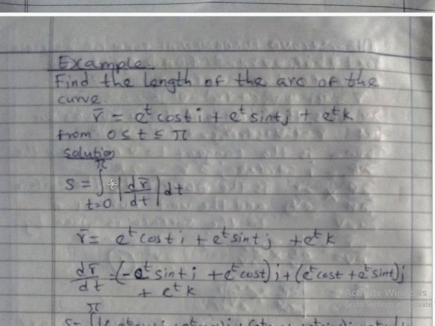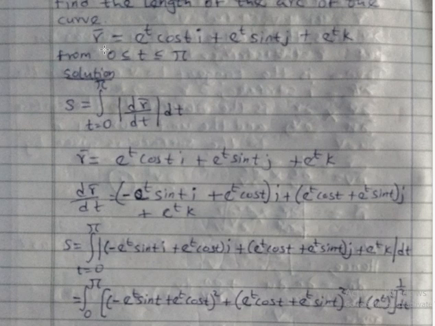A small change in s can be written as ds/dt dt. That is, we integrate ds/dt with respect to t, but ds/dt we said is the same as the modulus of dr/dt. That's why we are saying s is the integral of the modulus of dr/dt, and we integrate it with respect to t from t equals 0 to t equals pi. So we first of all differentiate r with respect to t, then we find the modulus.